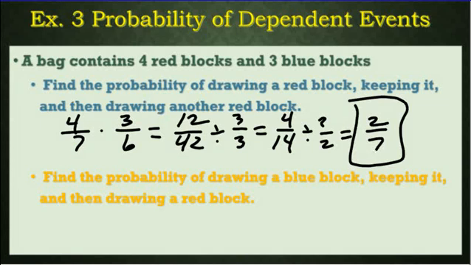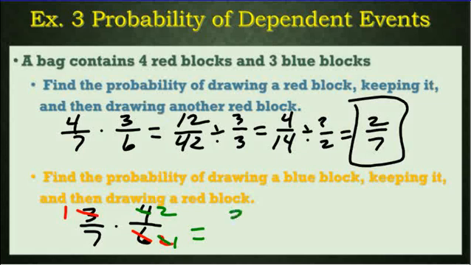Next one, find the probability of drawing a blue block. So 3 out of 7. Keeping it, so I only have 6 left over, and drawing a red block, which will give me 4 red blocks. Do the multiplication. I'm going to simplify first. I can divide a 3 here, divide a 3 here. Then I can divide a 2 here, divide a 2 here, end up with 2/7 again.